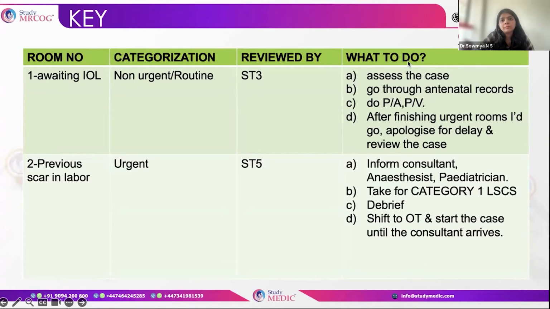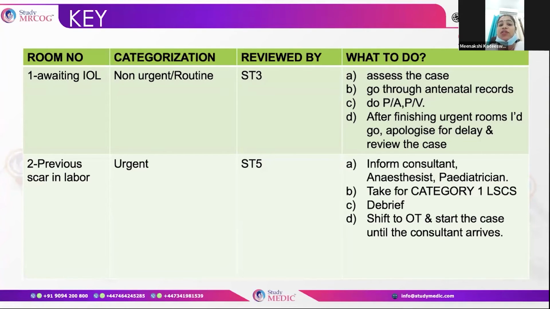So the first room was a post-dated case who was awaiting induction of labor. So an ST3 can be sent initially because this is a routine case. So the case needs to be assessed and all the previous antenatal records, reports, everything needs to be reviewed and a per abdominal, per vaginal examination to assess the Bishop's score.